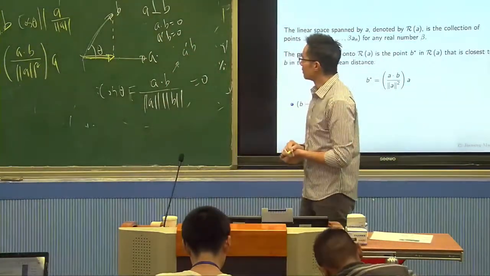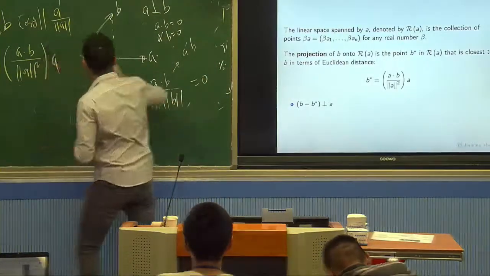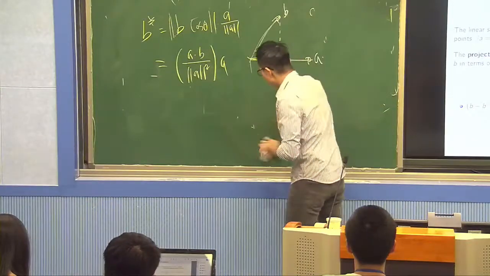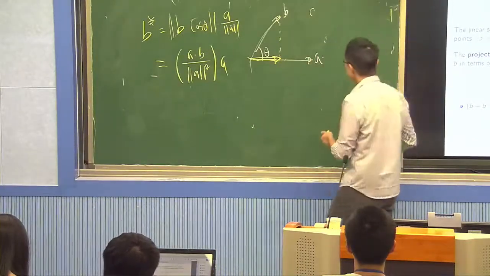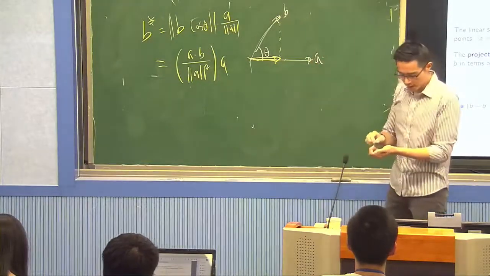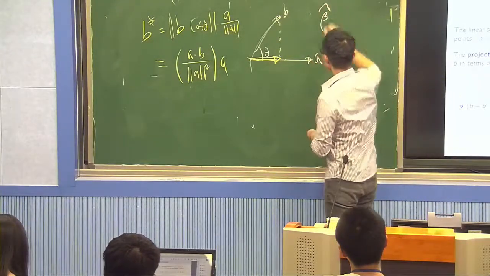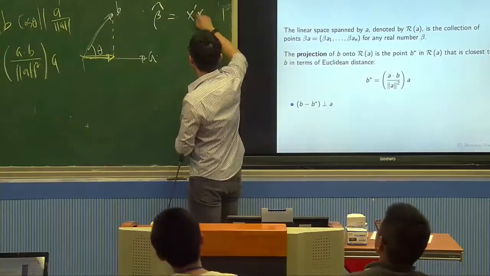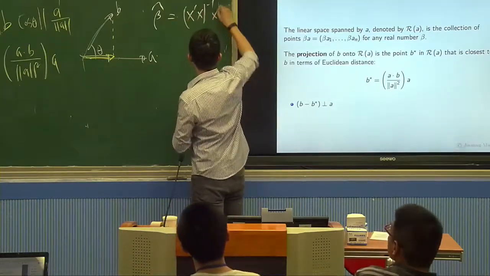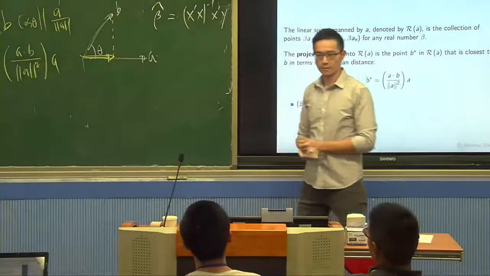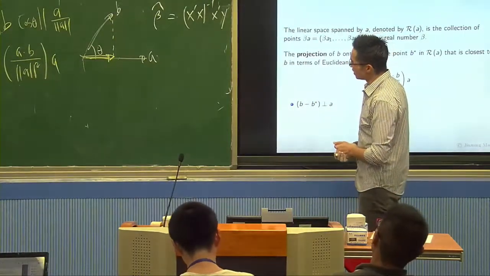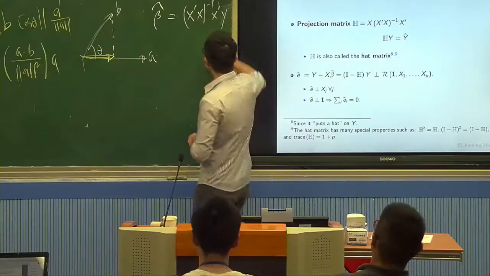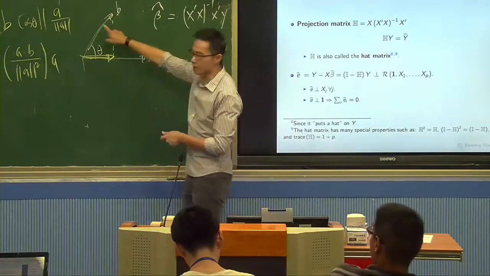Now, let's think about our OLS, our least squares beta hat. Remember, when we do linear regression, our OLS estimator, beta hat, is equal to x prime x inverse x prime y. What this really is, we can think of as essentially a projection. This y is really our b here.